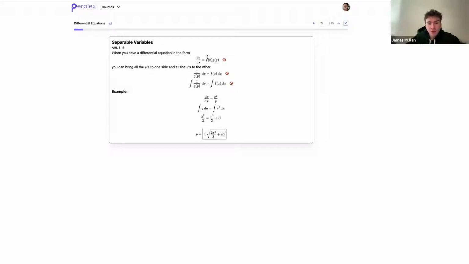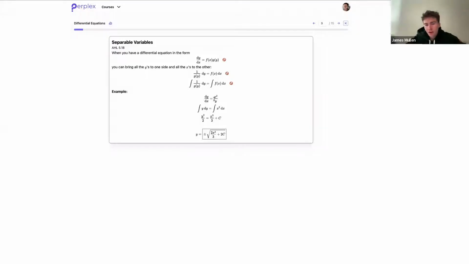And the advantage of these is that once you have these separated, I can divide both sides by g of y, and bring the dx to the right-hand side, and I'm going to get 1 over g of y dy is equal to f of x dx. And then I can integrate both sides, and I can find that the integral of 1 over g of y dy is going to be equal to the integral of f of x dx. So let's say I had dy by dx is equal to x squared over y.